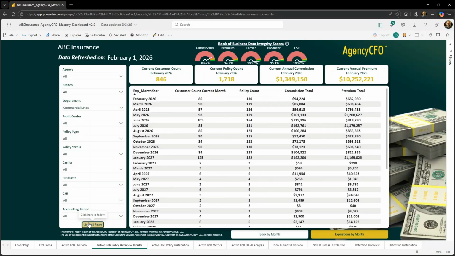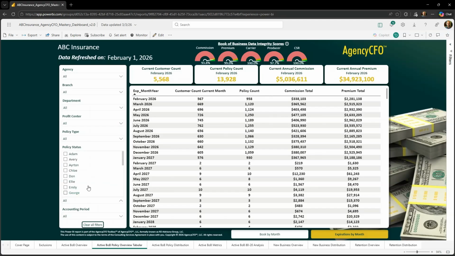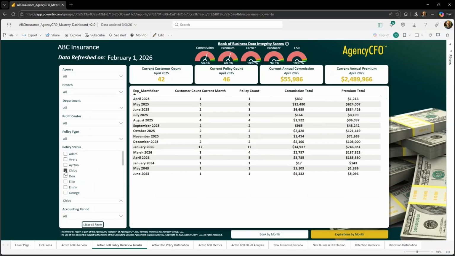This is yet another revolutionary new offering. So this is a view of expirations by month, and this gives you a sense of workload. And this can be very valuable if we select just an individual producer or CSR account manager, we can see what the anticipated expirations are, or essentially workload.